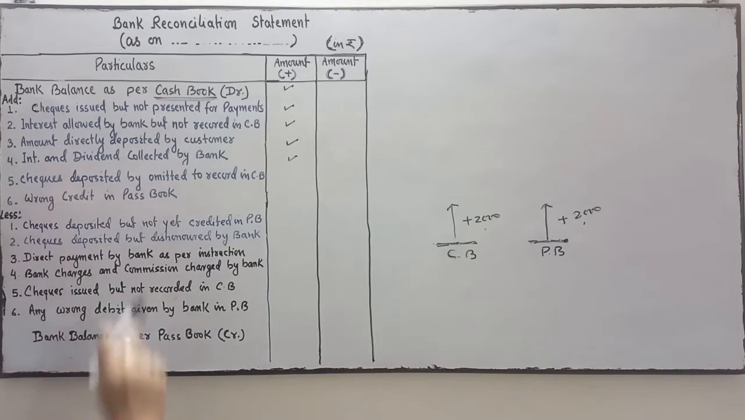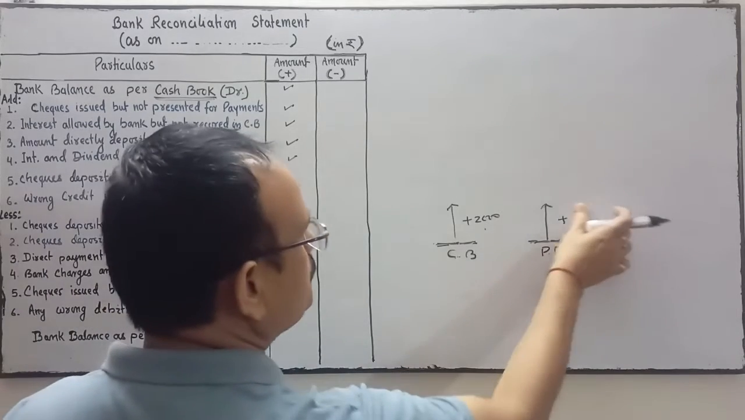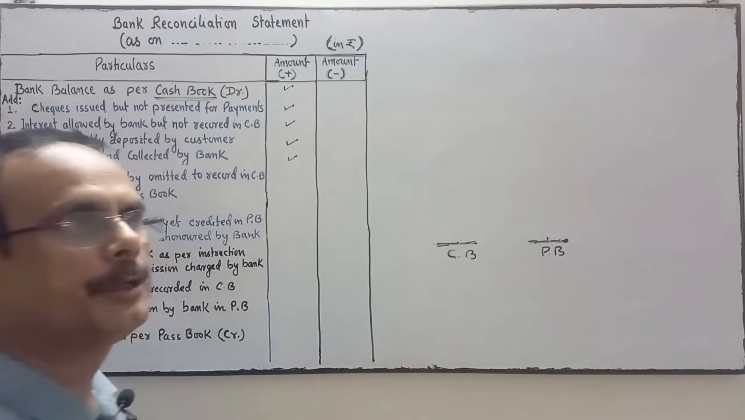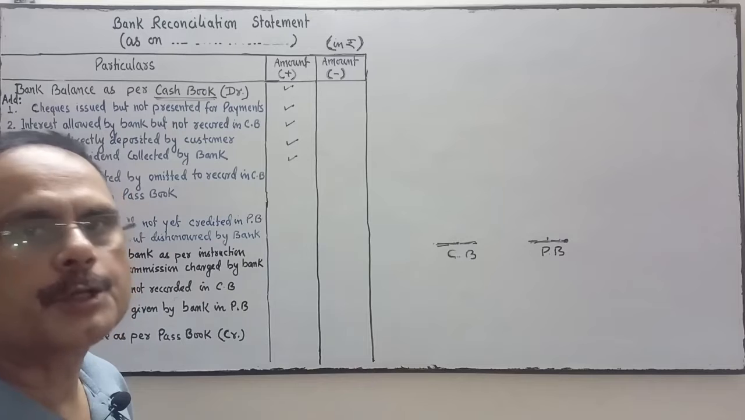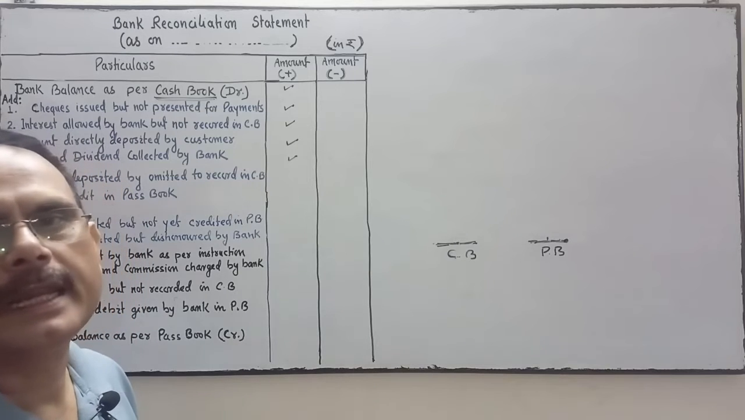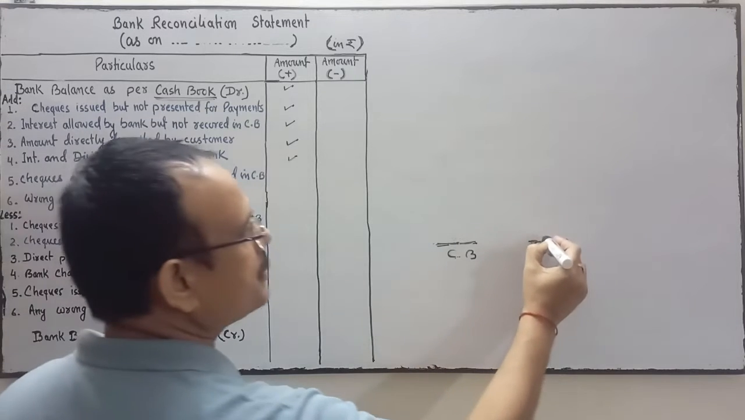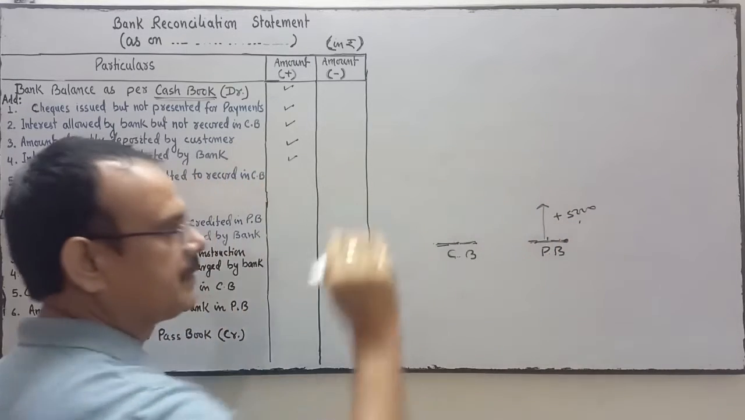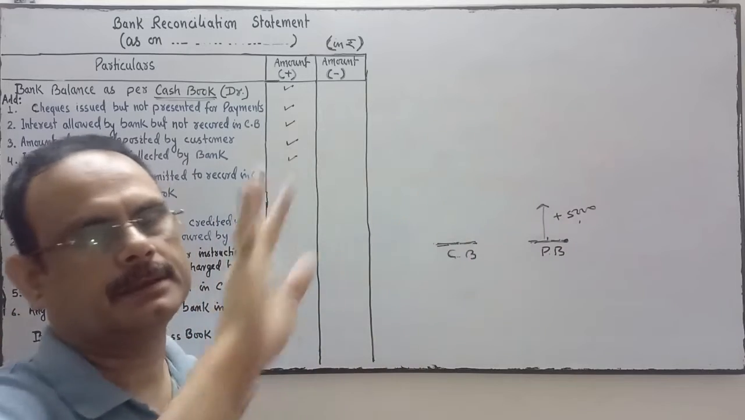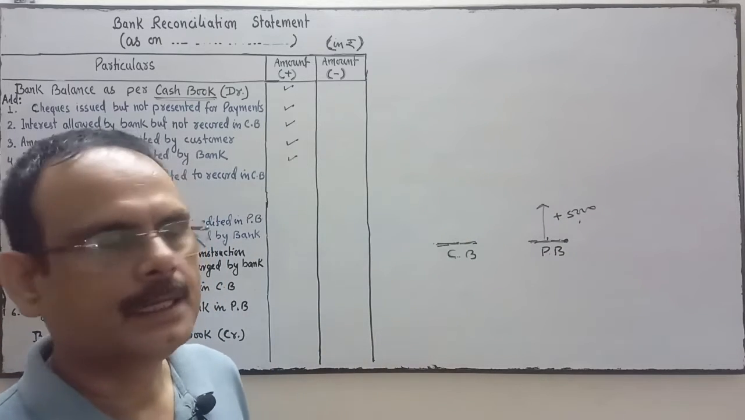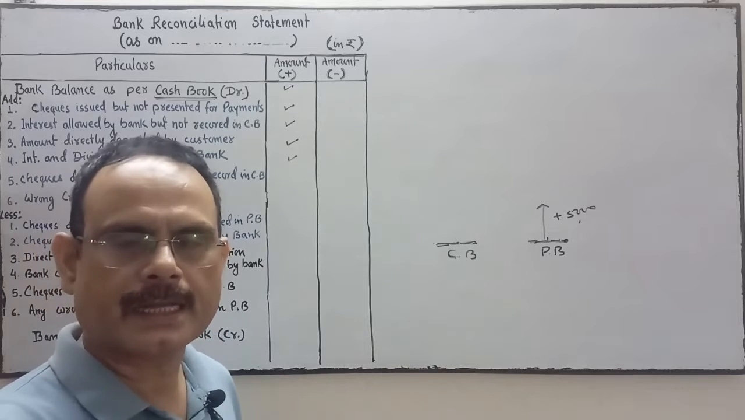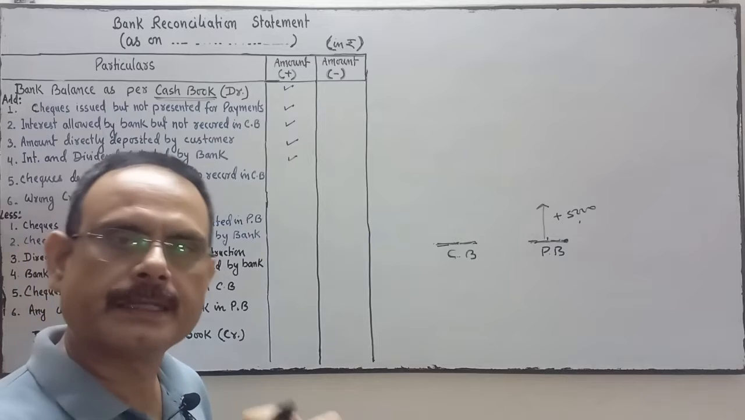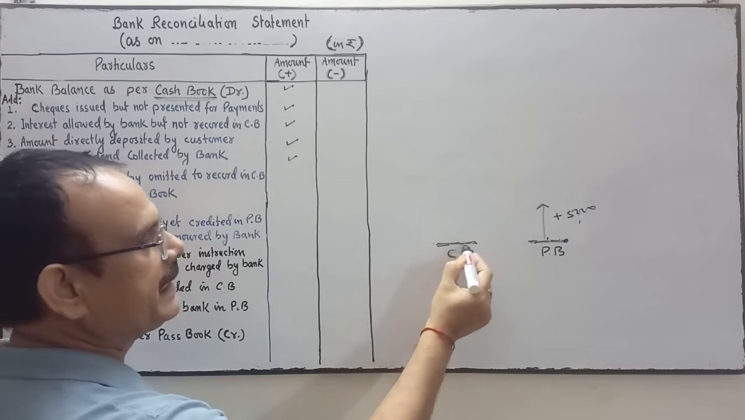Next is cheque deposited but omitted to record in cash book. The cheque is deposited into the bank but we forgot to record it in the cash book. When we deposit the cheque, the passbook balance has increased. Suppose we have deposited a cheque of rupees 5,000. That is recorded by the bank in the customer's ledger in the passbook, but our accountant has omitted to record that entry in the cash book. So the cash book balance is not increased.